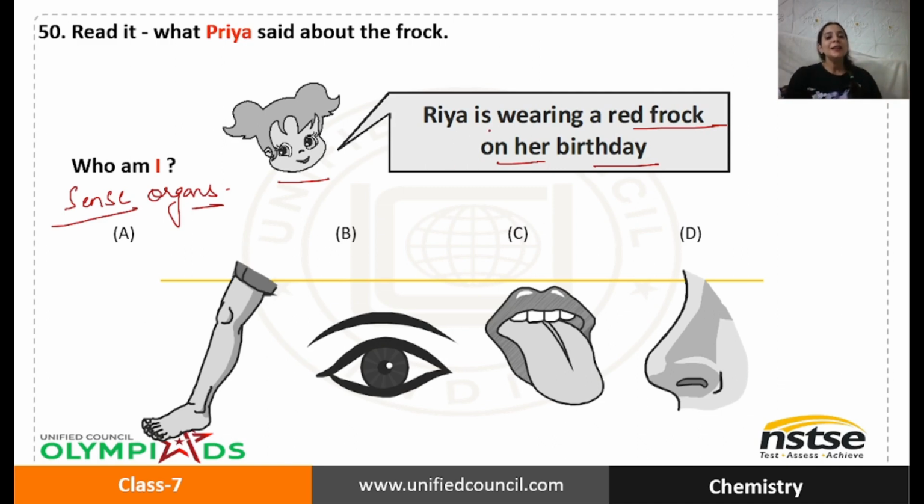So basically here Priya is saying that Riya is wearing a red frock. So she can see that red frock and even she can make out the color. So that means here the correct answer is option B. She is making use of her sense organ, that is her eyes. So this is how you have to go with the flow of questions. You have to understand the concept properly and then look for the correct answer.